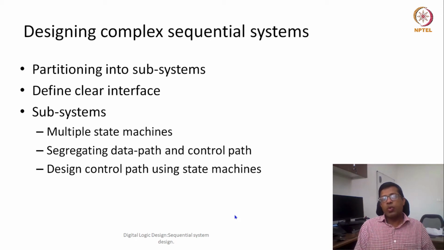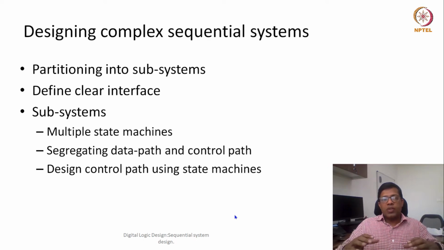First thing we have to do is divide and conquer. What does this mean? Let us divide the whole system into multiple subsystems and try to design each individual subsystem. But now the question comes: if the subsystem has to be designed individually, but it's part of a system, it must be interacting with the other subsystems also. How to take care of that?